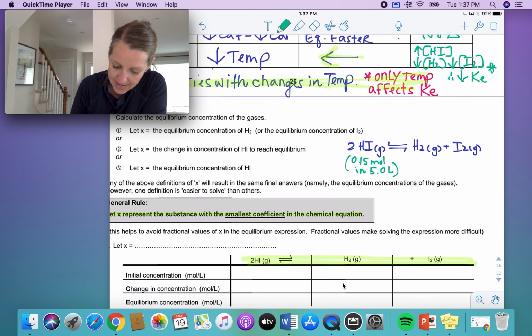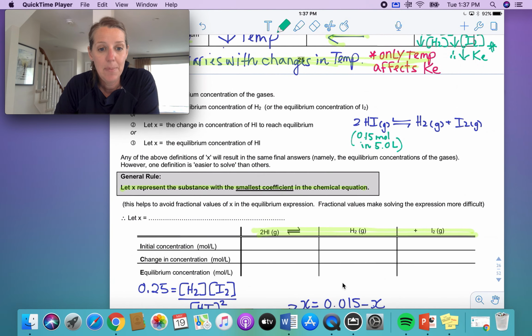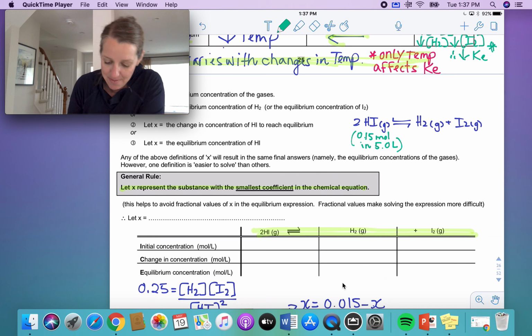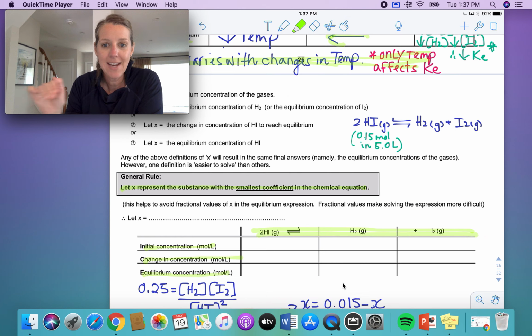So you're going to set up something called an ice table. Okay, I stands for initial concentration. C, what's the change in concentration? E, what's the equilibrium concentration? We need to make something in these boxes be a value of X.